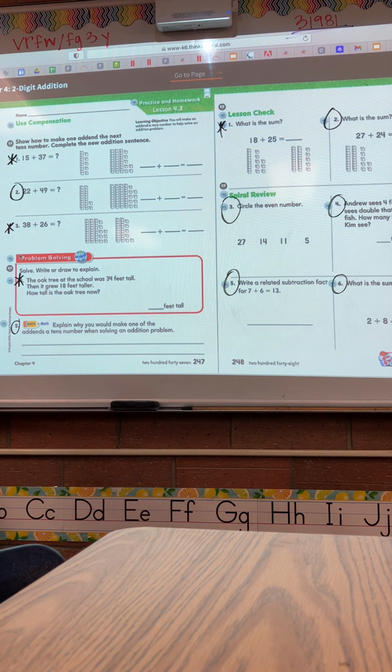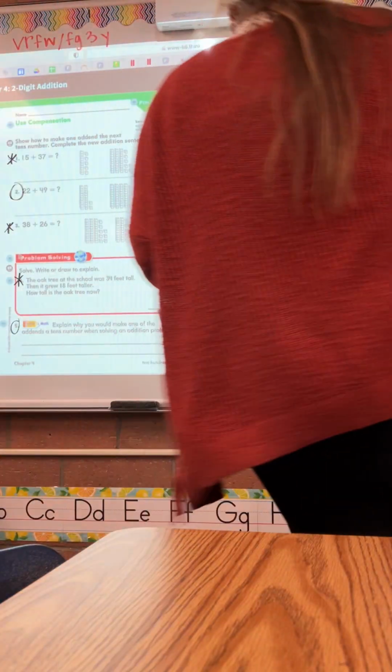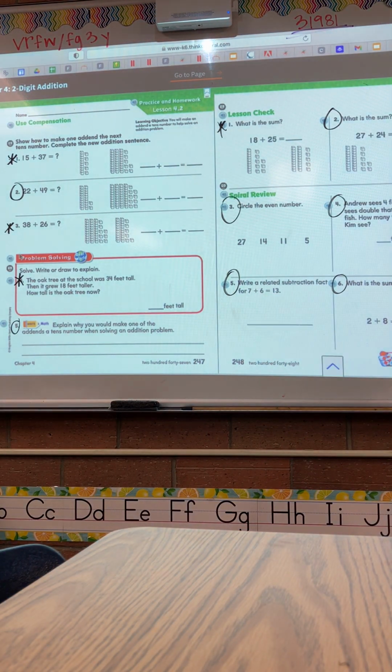Number 5, explain why you would make one of the add-ins a tens number when solving an addition problem. So explain to me why you think it's a good idea to get to a friendly 10 and change that addition sentence a little bit so it's easier for you to solve. On the back side, number 1, you have to solve for what is the sum, same for number 2.